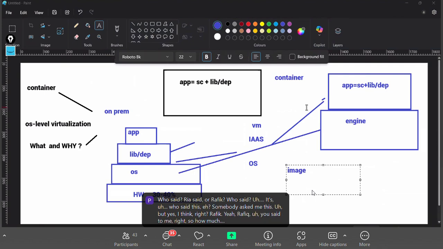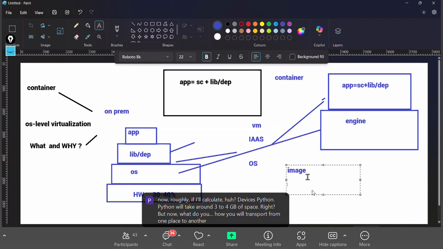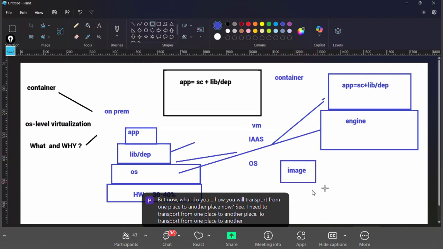So how much space will it take? Please remember, container will take huge space. You are running an application. If you're running an application, it will take more space. Roughly, if I calculate, Python will take around 3 to 4 GB of space, right? But how will you transport from one place to another? To transport, I will package it in the form of an image. I'll create the image and pack it. Why? Compressed archive.